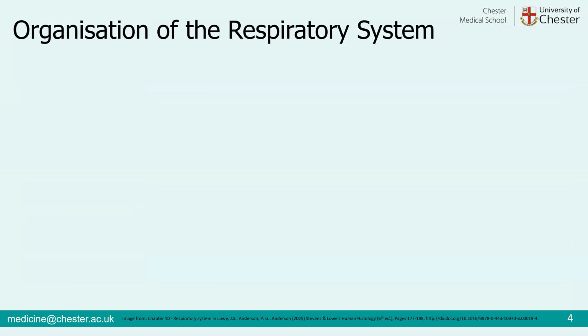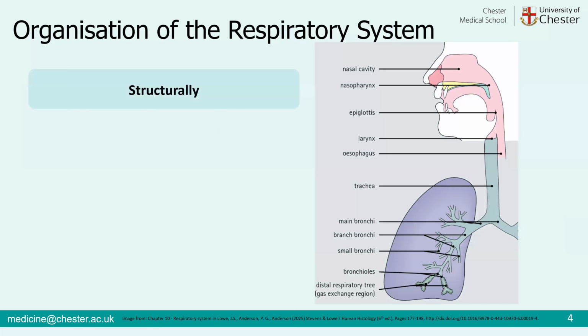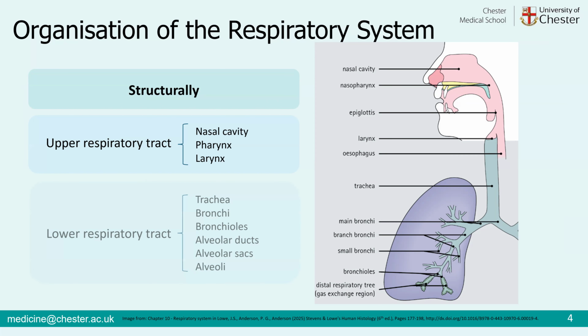So in terms of organization of the respiratory system, you may have touched upon this already. We can look at it in 2 ways. So we can first look at it structurally. So this is looking at the structures that are outside of the thorax compared to those that are within the thorax. So we divide it by our upper respiratory tract, so our nasal cavity, pharynx, and larynx outside the thorax. And then our lower respiratory tract is everything from the trachea down. So the trachea branches into bronchi, bronchioles, and then all the respiratory components of our alveolar ducts, alveolar sacs, alveoli, where that gas exchange takes place.